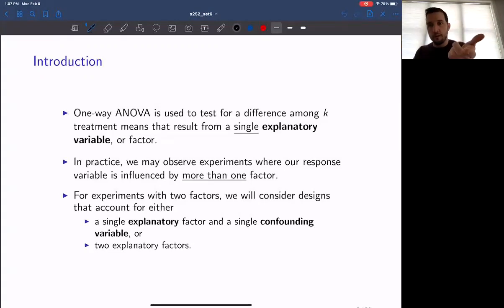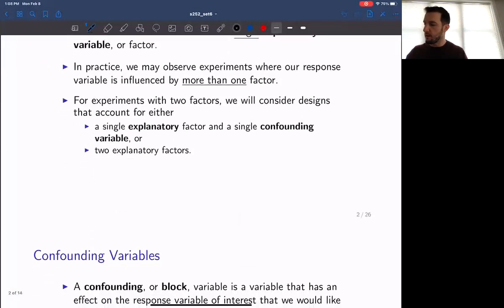With a completely randomized block design, you have one response variable, so the thing you are measuring. You have one explanatory variable, which is splitting the response variable into different groups. But then you also have a confounding variable, which is something that you want to account for, but not measure directly. And I'll have examples of this coming up in a moment.